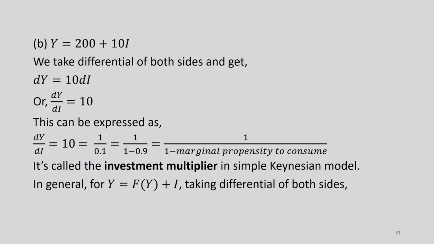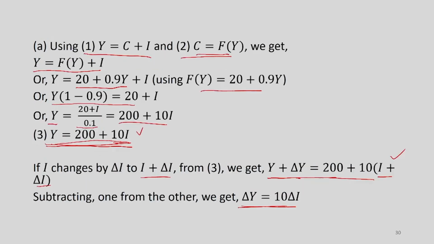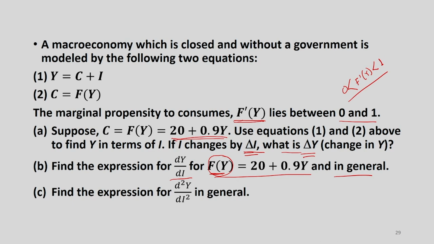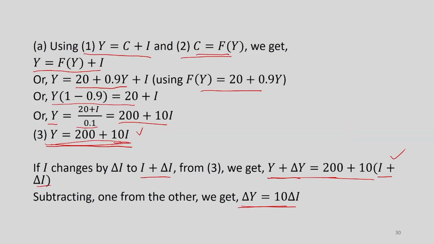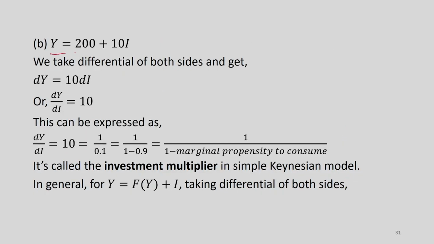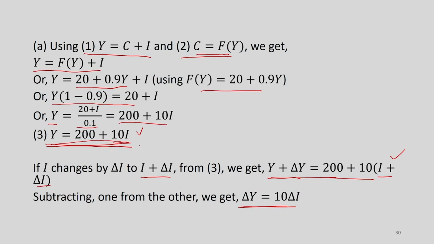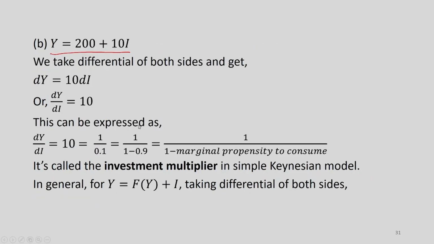Okay, now we come to B. B is: find the expression for del y del I for this particular form of f(y) and in general. We again start with the equation that we have just derived, this one. We start with that and we take the differential of both sides and we are going to get del y is equal to 10 multiplied by del I.